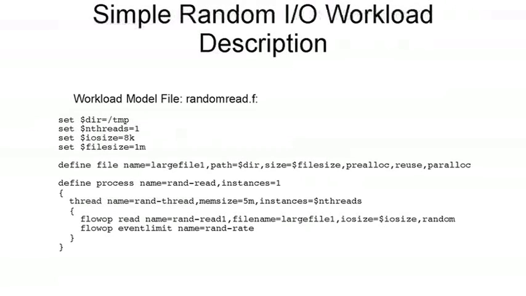And then this very simple one, a flow op, called a read flow op. It's set to random over here, and then it's doing IOs of IO size of 8K, which is what it's set for. And then we're limiting the rate at which this is done with the event limit flow op. If you've turned on event limits, this will actually default to one cycle through here, I believe every second. And you can set that to do faster ones.